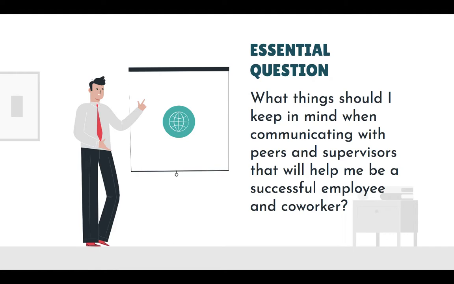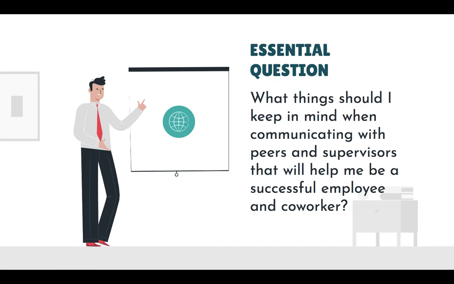An essential question I want you to ask yourself is, what things should I keep in mind when communicating with peers and supervisors that will help me be a successful employee and coworker? And there are a lot of different ways that we can answer that question, but again, knowing me, you know that my key answer is going to have to do with communication. Making sure that you are open and honest in the things that you're saying at work and with your coworkers helps you a lot. So that's just kind of a question I want y'all to keep in mind while we go through this really quick. It's super short today. It'll take probably 10 minutes, hopefully.